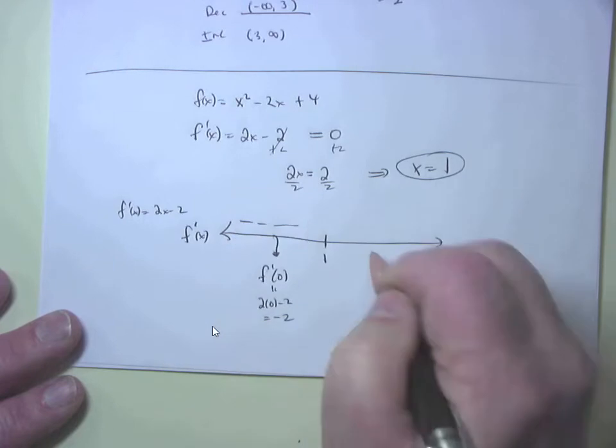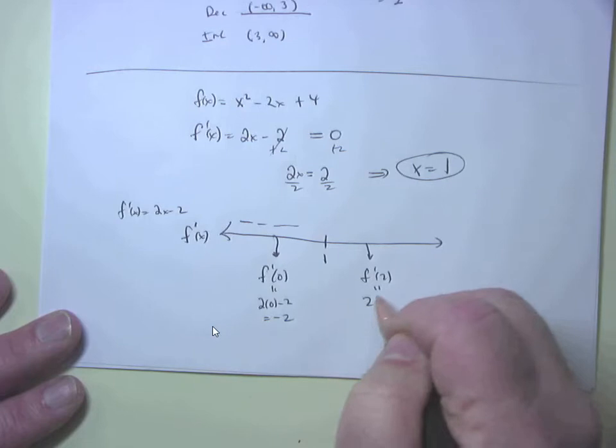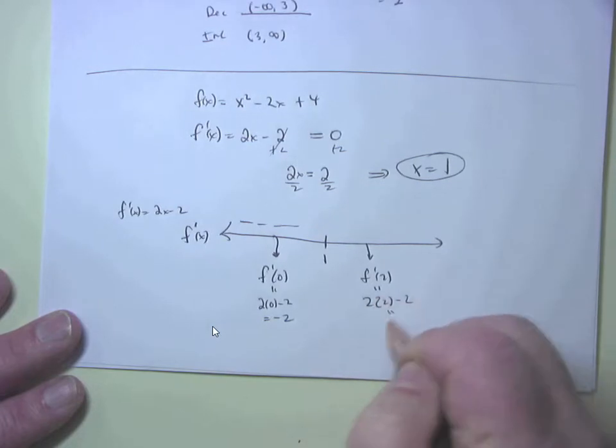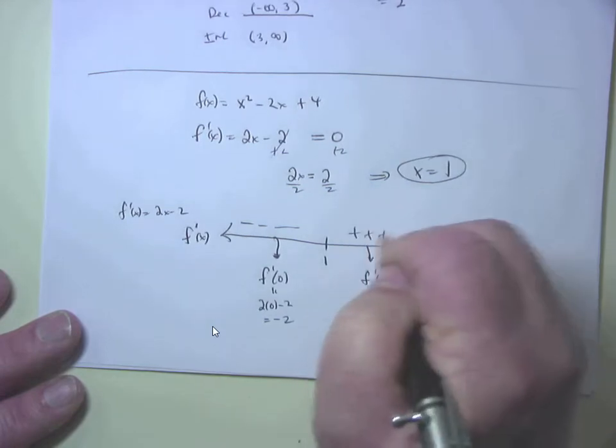It's negative. And pick a number bigger than 1. I choose 2. Plugging in 2: 2 times 2 minus 2. 2 times 2 is 4, minus 2 is 2. Don't care what the number is, it's positive. So it's positive here.